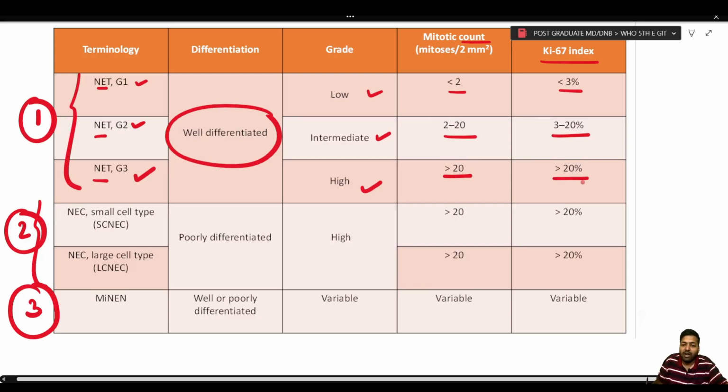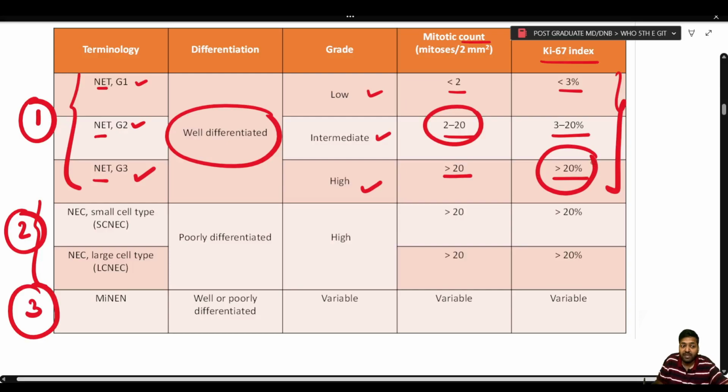Okay. Now, one very important thing that you have to understand over here is that we are doing the grading in this particular manner. But what is very important is that, for example, for one tumor, if you see that the mitotic count is between 2 to 20, and the Ki67 index is more than 20%, then what should you follow? Should the tumor be labeled as grade 2 or grade 3?